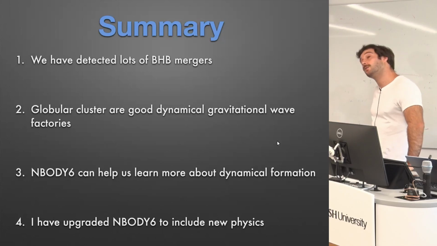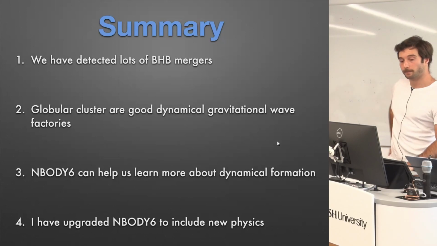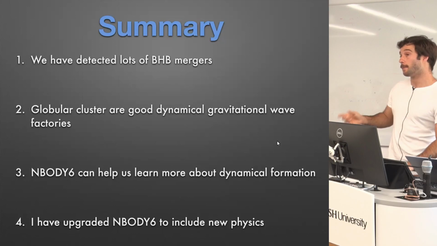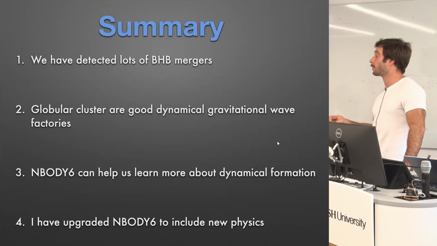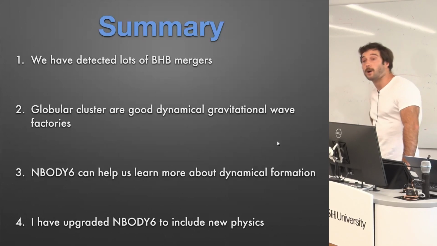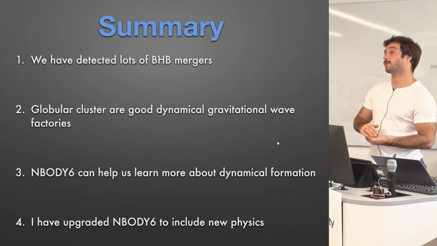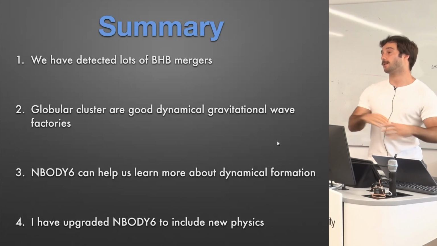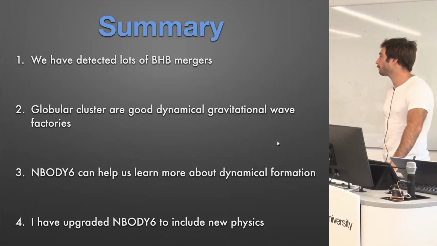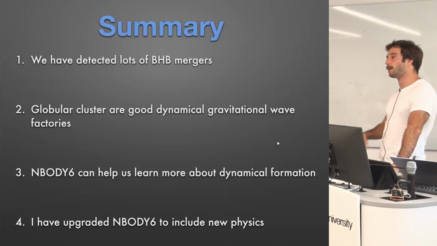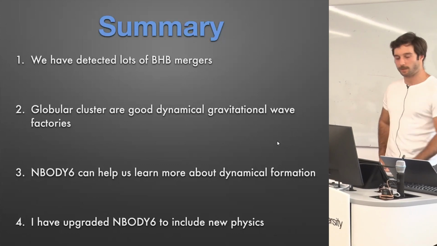Globular clusters are really good dynamical factories for these gravitational waves. As I showed, they're collisional systems, and because of that, we can get a lot of binaries quickly, and those binaries can merge quickly. So it could be a potential formation scenario for the black hole binaries we're seeing in LIGO. I've used NBODY 6 to help simulate these globular clusters, and among other things, to try and determine properties about the dynamically formed black hole binaries. I've also updated NBODY 6 to include some newer physics, and as an ongoing project, I'm also working on upgrading NBODY 6 to speed it up with newer GPUs.